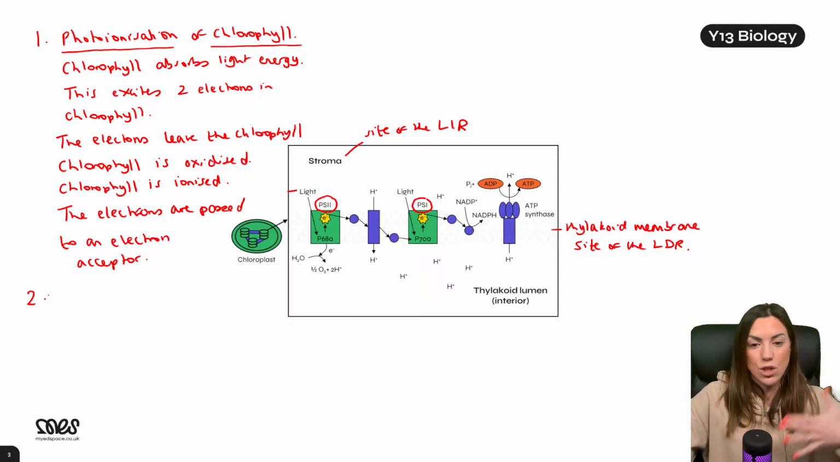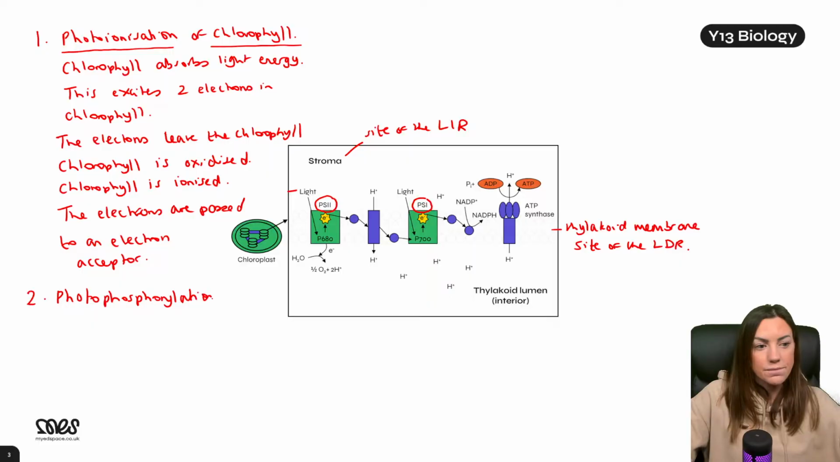Okay, now we're on to stage two, because the electrons that have been lost from the chlorophyll have now been passed to the first electron acceptor. So we're going to see now how the electron transport chain actually works. Now this stage is often called the photophosphorylation stage, because at the end of this stage, we're going to see how ADP is phosphorylated to make ATP. But obviously it required light energy at the start, so we call it the photophosphorylation of ADP.